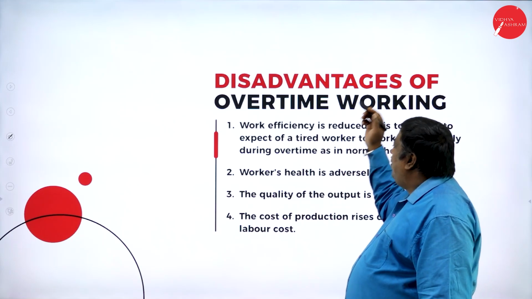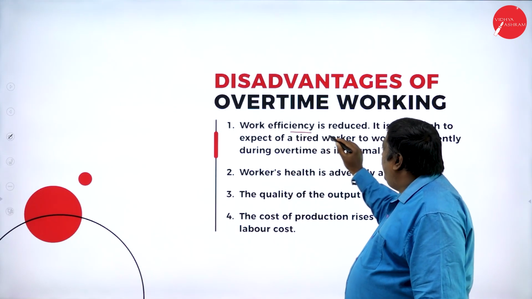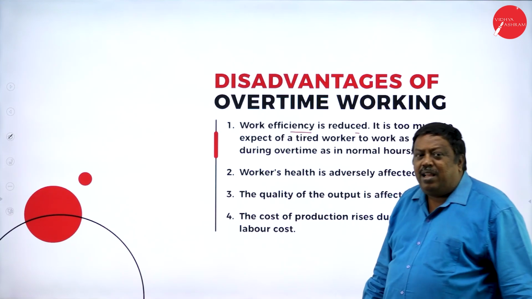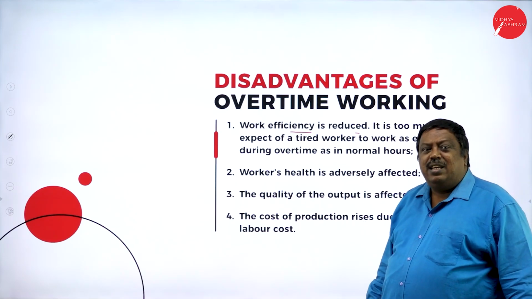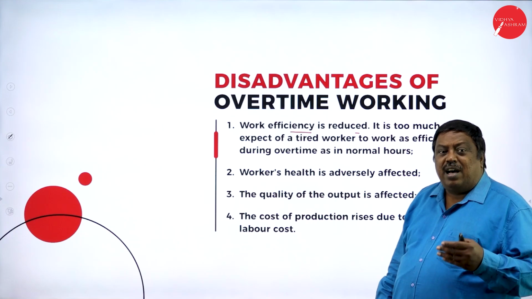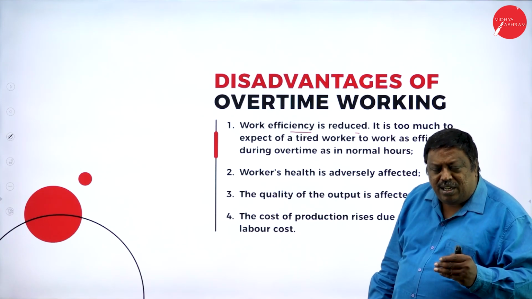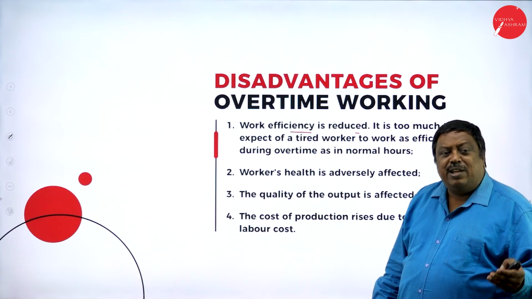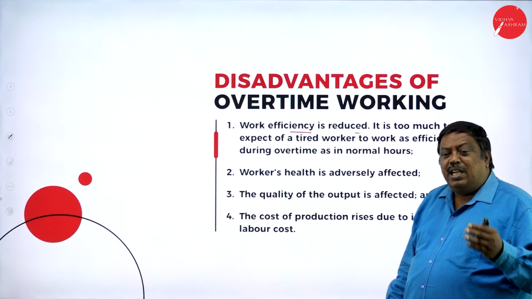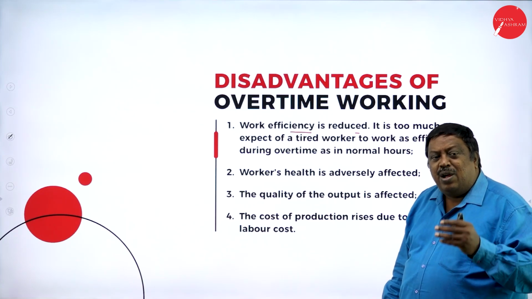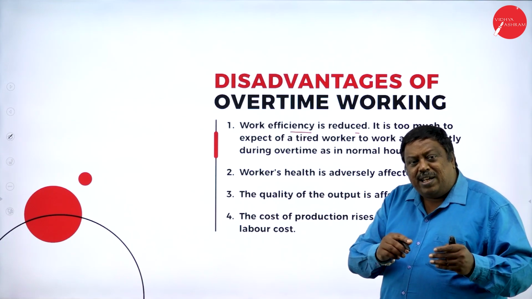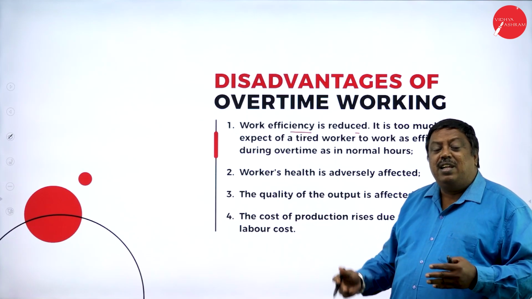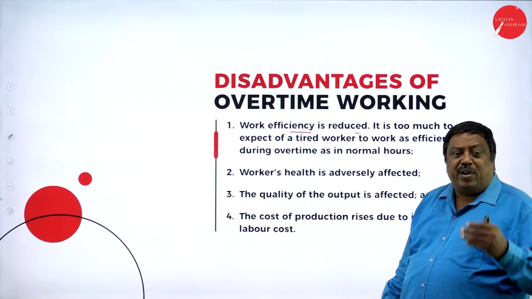Now, what are the disadvantages? Work efficiency is reduced. It means they never work properly and they always work later, after official hours or office hours. Then they say, this is my overtime, you have to pay me wages, because during office hours they'll get 1 rupee. The same work, if they do after office hours, they'll be getting 2 rupees. That's 1 plus 1, double the wages, what we're going to call here.